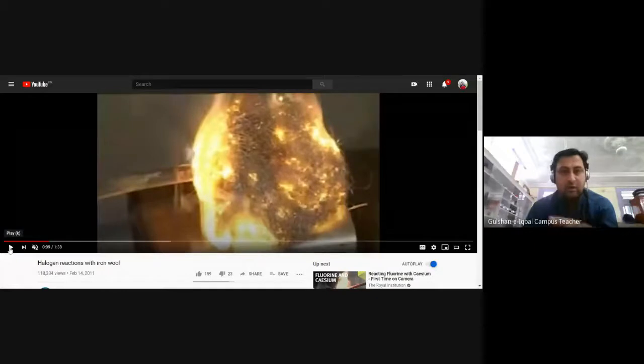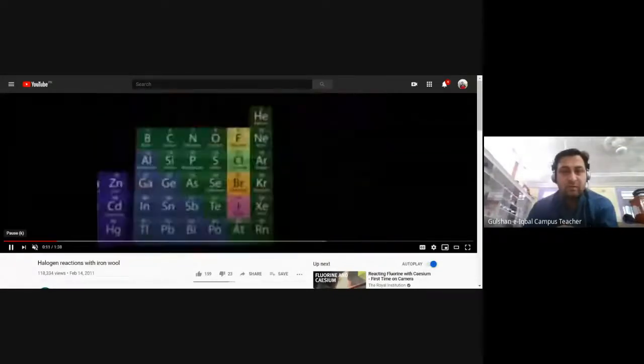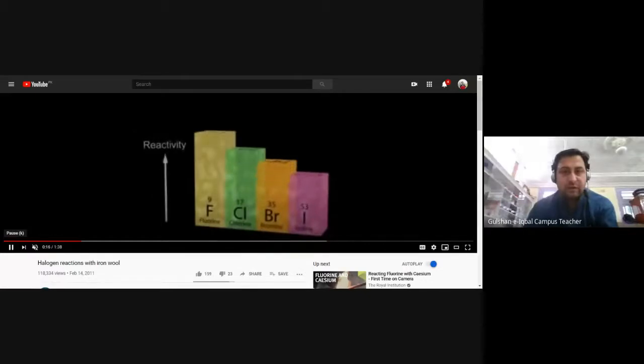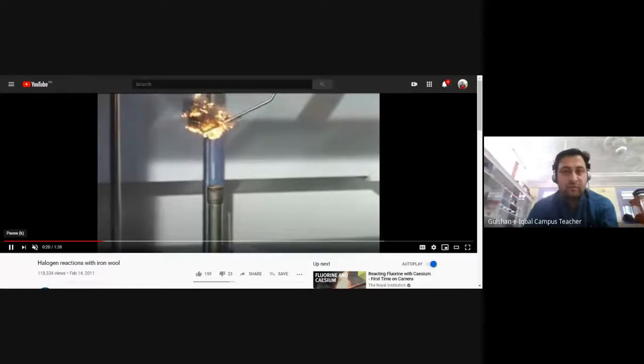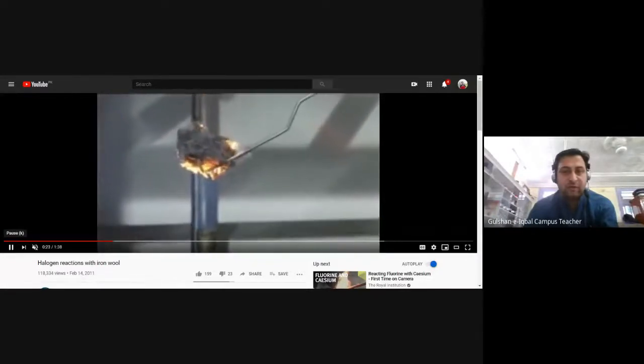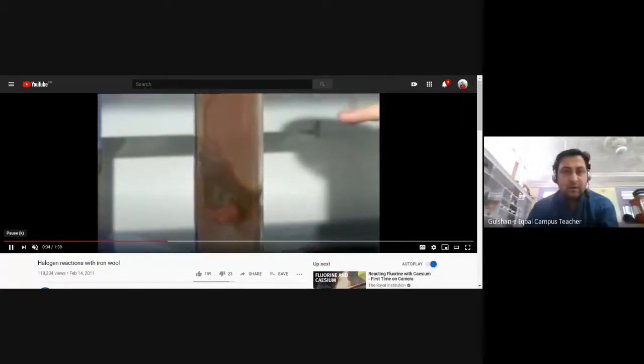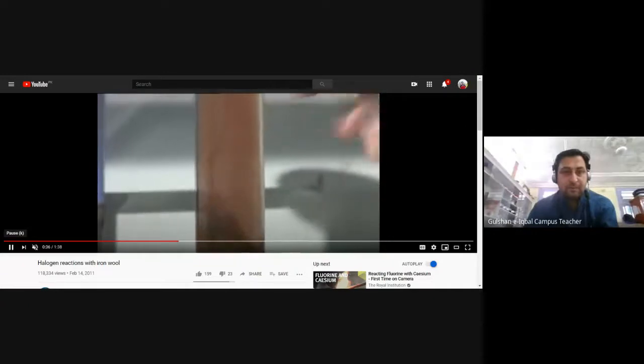Okay, this is an iron wool. Iron wool is being heated, and it is going to be introduced inside the halogens. That's the reactivity rate. You can see which one is more reactive. Chlorine is most reactive, then bromine, and after that iodine. We are going to introduce that inside. See the reaction. Dark brown fumes have formed inside the bottle that you can see over here.